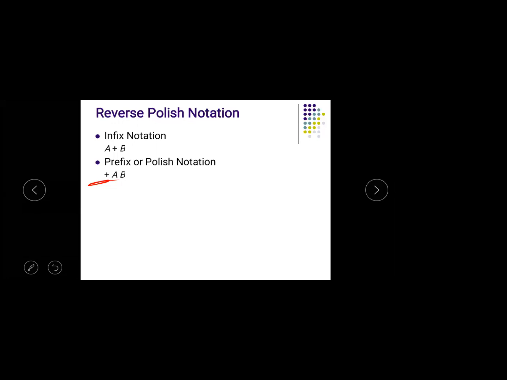Okay, and after the two elements, it is called postfix or reverse Polish notation.